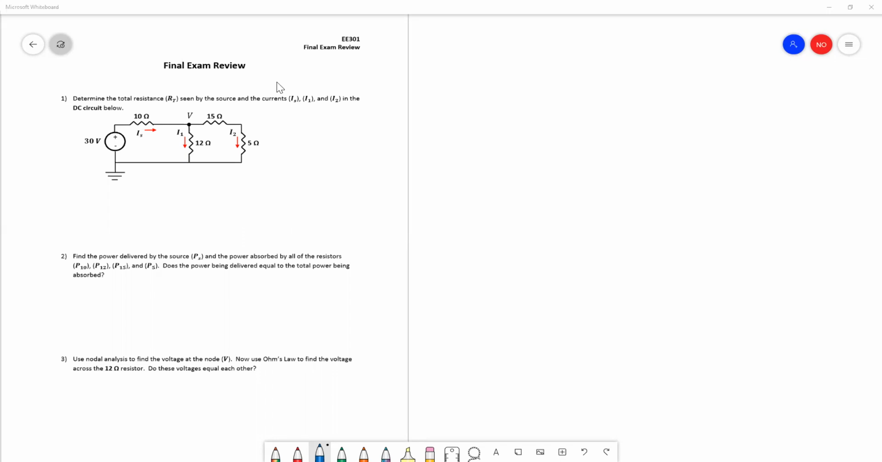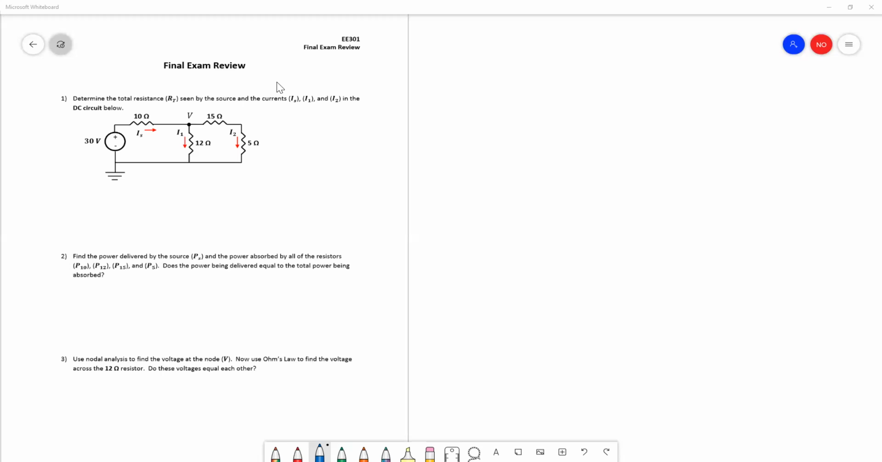Problem 1 says to determine the total resistance as seen by the source of the circuit below, and then find the source current and I1 and I2. So the first thing you're going to want to do is find the source and then go to the other side of the circuit. That's typically where you'll want to start finding total resistance.